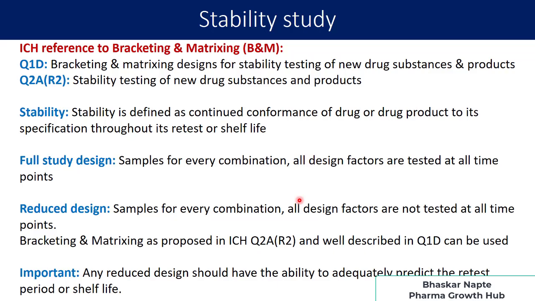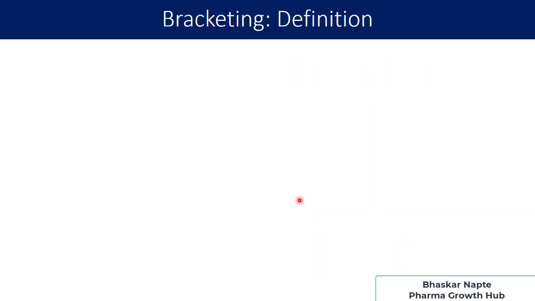The very important point that one has to understand is that any reduced design should have the ability to adequately predict the retest period or shelf life. So whenever you are going to propose any reduced design, make sure that the proposed reduced design must have the capability to predict the retest period for APIs or the shelf life for the drug product.